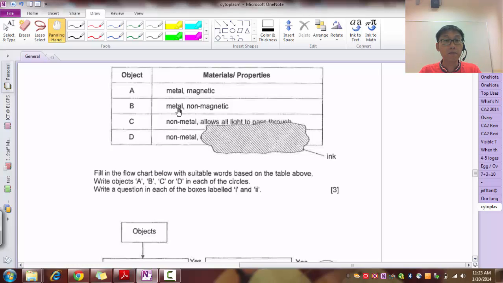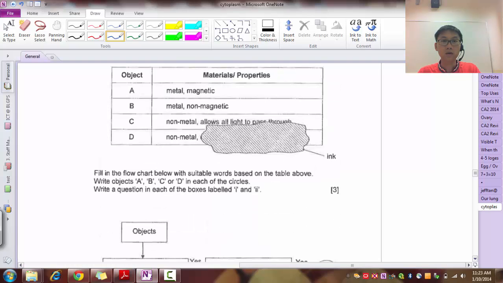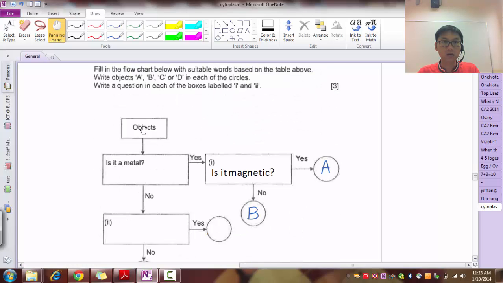Magnetic. Now if we look at B, B is also a metal and it's non-magnetic. So this should give you an inkling of what kind of question this will be. So for part 1, the question is, is it magnetic? So yes, if it's magnetic, then my answer would be A. A will be here. Is it magnetic? No, it will be B. Okay, so look here again. A is metal and magnetic. B is metal and non-magnetic. So objects, metal yes, magnetic yes, A. Metal yes, magnetic no, B. Okay, so I think you're getting the hang of it.